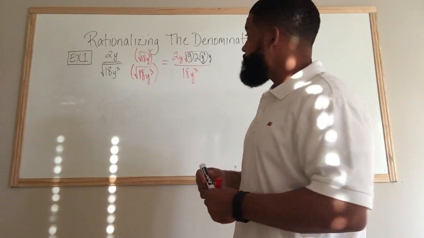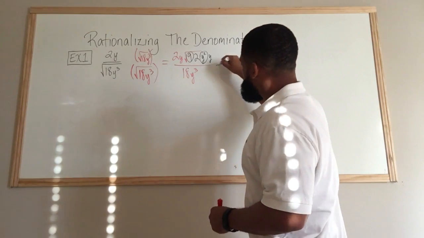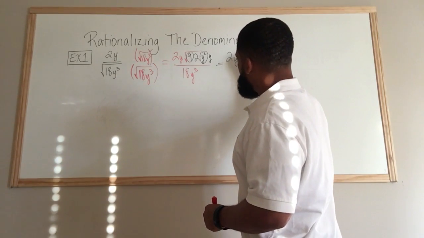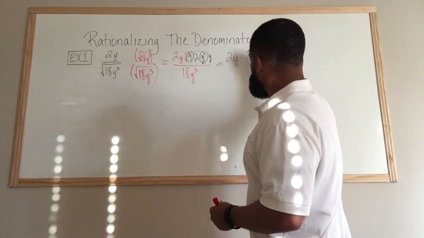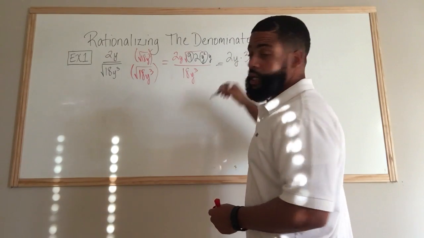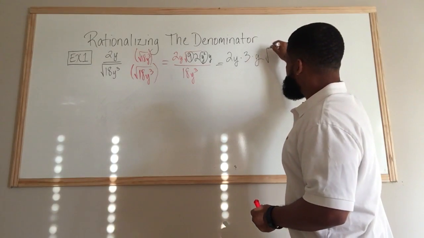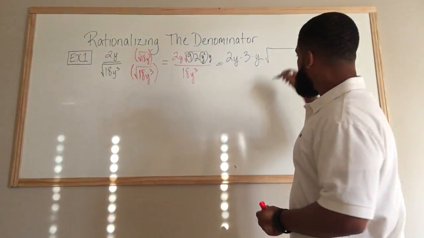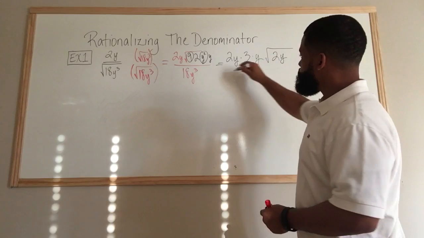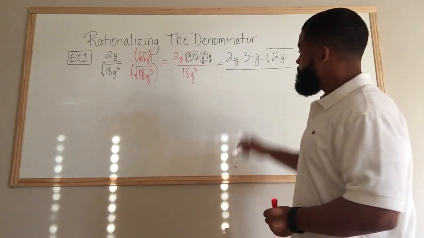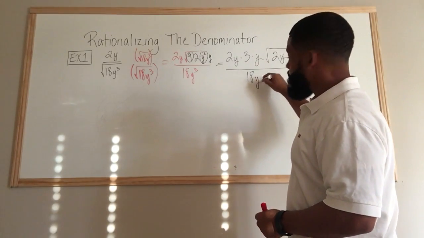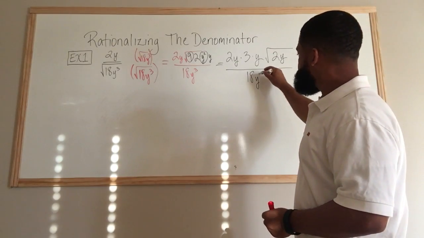Okay? And when we have that perfect square, we can come over here and we can have 2y. The square root of 9 is 3, so we're going to multiply that by 3. And the square root of y squared is y, so we're going to multiply that by y. We still keep our radical, and 2y is left under the radical. My denominator is still 18y to the third power.